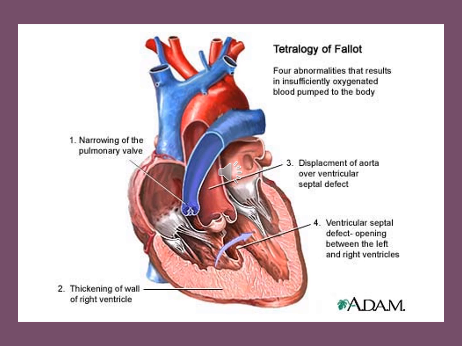With tetralogy of Fallot, you will see a narrowing of the pulmonary valve, a thickening of the wall of the right ventricle, displacement of the aorta over the ventricular septal deficit, and ventricular septal deficit. You'll have that as well. And remember, that's an opening between the left and the right ventricles. So this is 4 abnormalities that result in insufficiently oxygenated blood being pumped to the body.